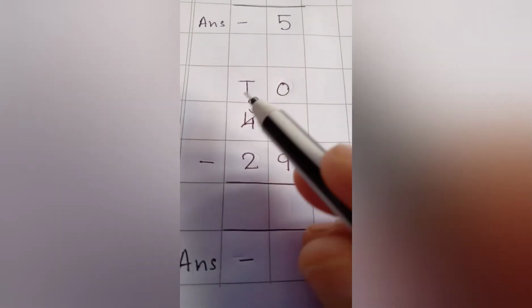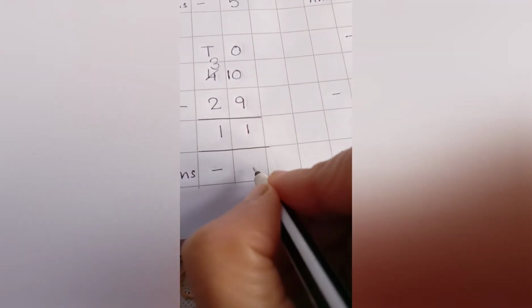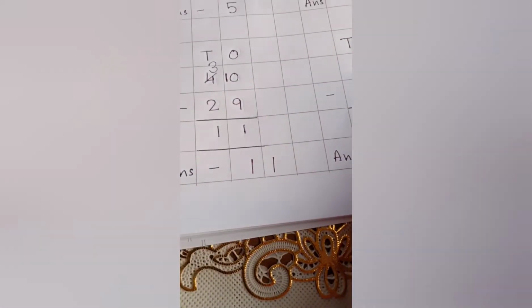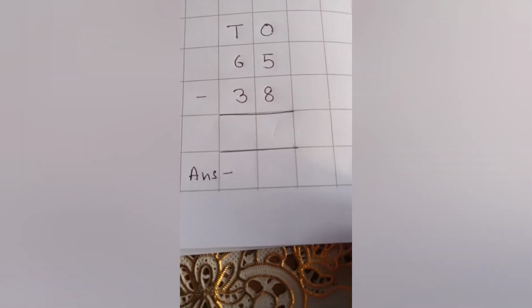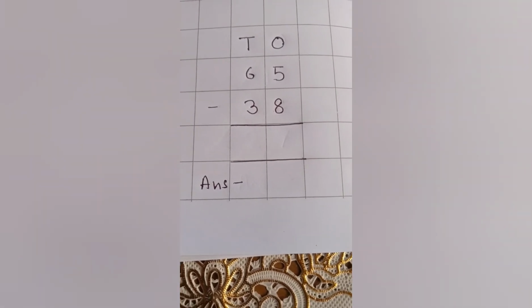Now see, as this step is complete, this is ready for subtraction. 10 minus 9. So after 9, 10. So 1 here. And after 2, 3. Here also 1. So our answer is 11. Let us do the next sum. So it will become clear to you.